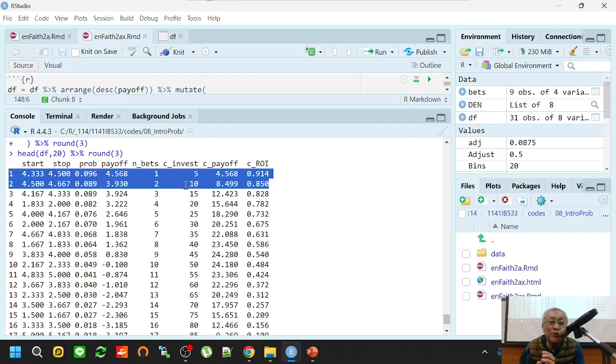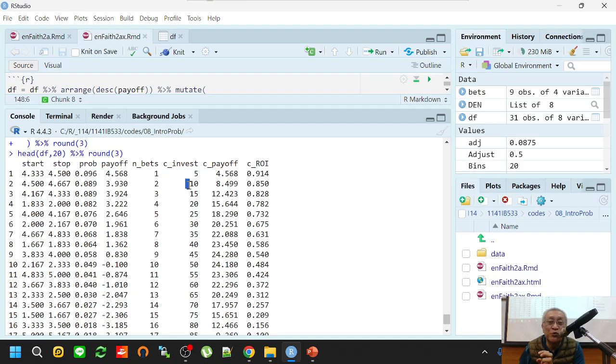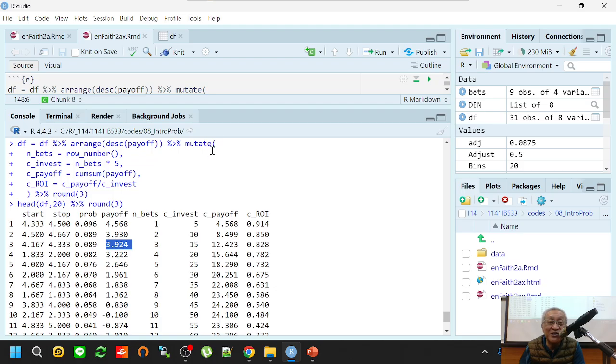And if I press two bets, my cost would be $10, and my net expected payoff would be 8.499, because I need to add this 469 to this value. So these two values added together is 8.499. If I press three bets, I need to add 499 to 3947.